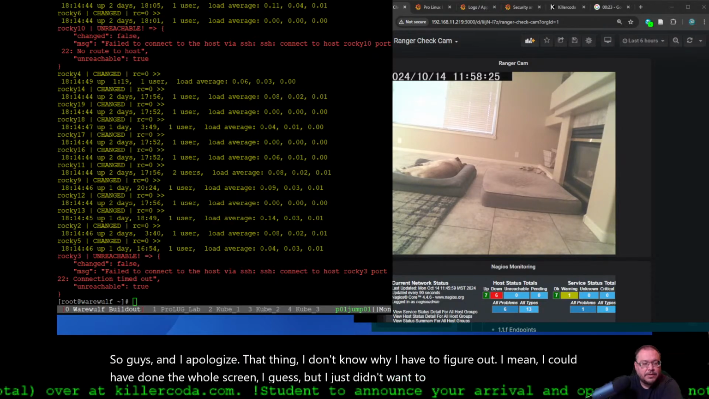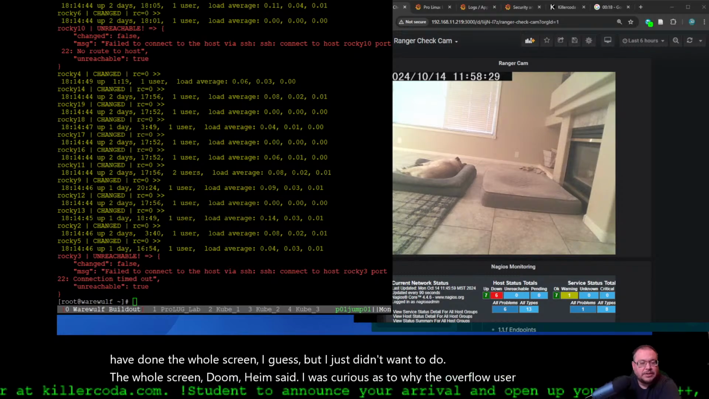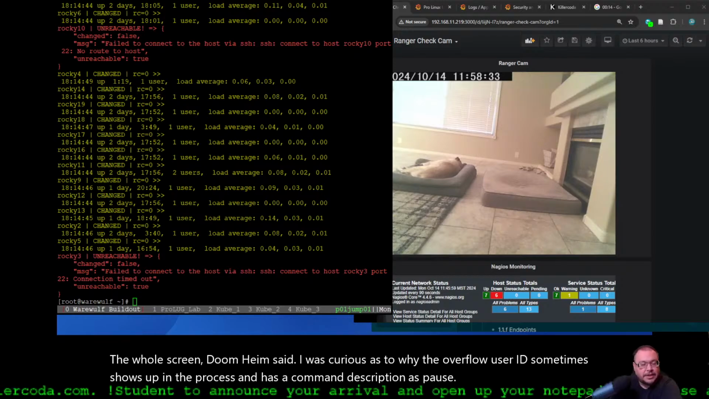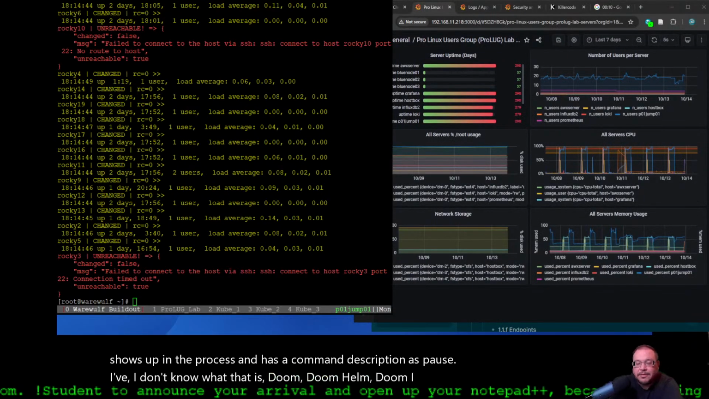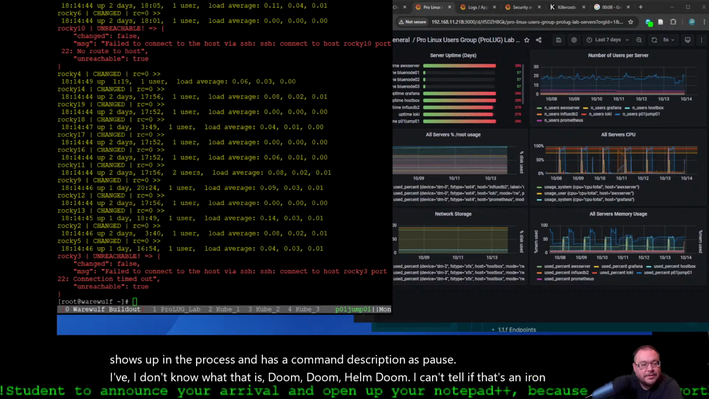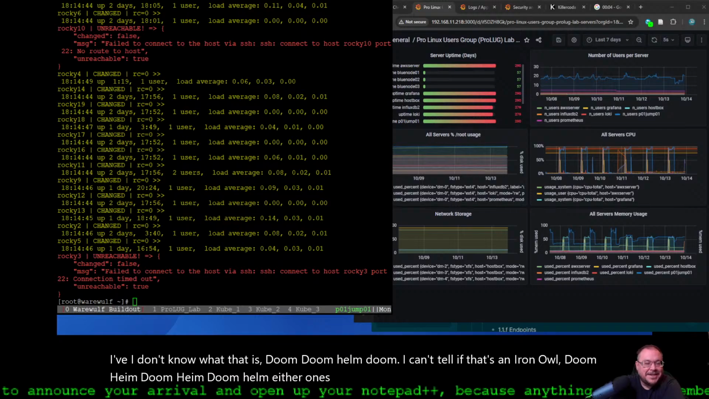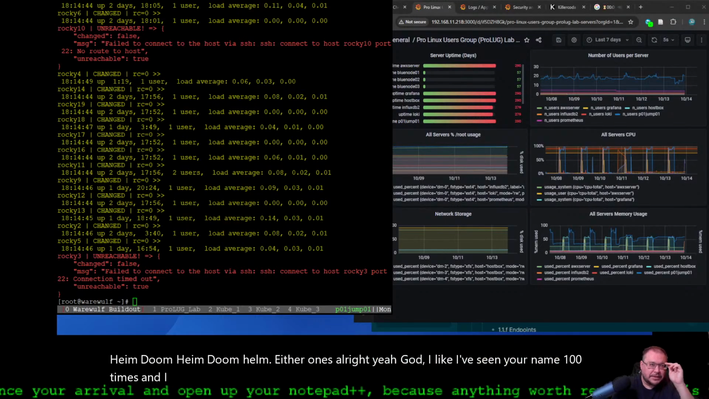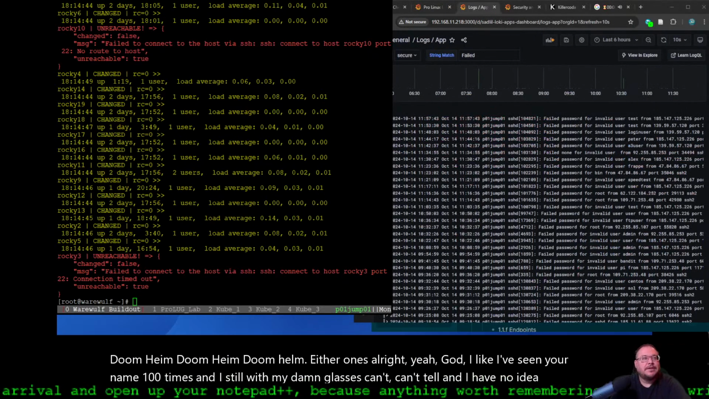Doomheim said, I was curious as to why the overflow user ID sometimes shows up in the process and has a command description as pause. I don't know what that is, Doomheim. I can't tell if that's an I or an L. Either one's all right. I've seen your name 100 times and I still, with my damn glasses, can't tell, and I have no idea what that was.